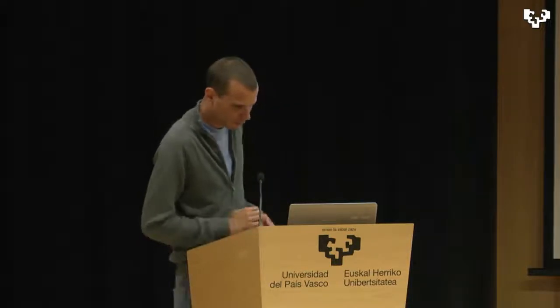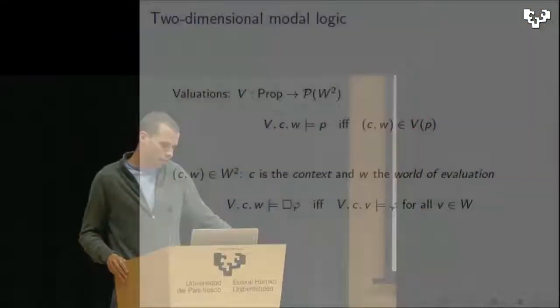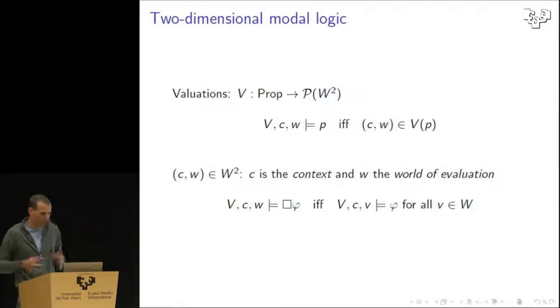So I start with two-dimensional modal logic just as a formal system. The idea there is that it's basically a straightforward extension of one-dimensional modal logic. Instead of relativizing the truth value of sentences to just one possible world, we use two possible worlds. In the simple case, a model for one-dimensional modal logic would be just a valuation function, which tells us for every atomic sentence the set of worlds where that sentence is true.